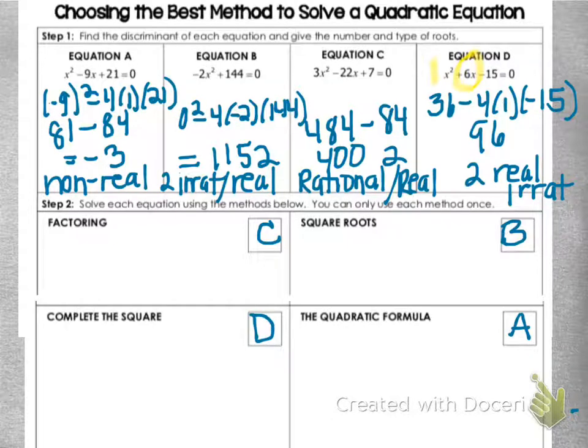So with that being said, this is a good place for some you-try questions. So I want you to give the indicated equation a try, given the specific method that's listed. So I want you to pause the video now, try factoring for C, try square roots for B, try completing the square for D, and try the quadratic formula for your first one on your own for equation A. So pause the video now and give these all a try.